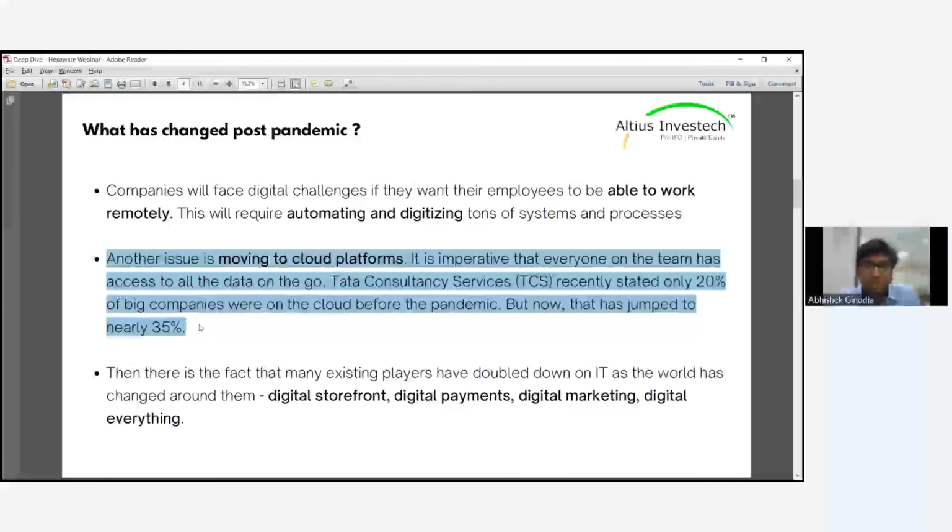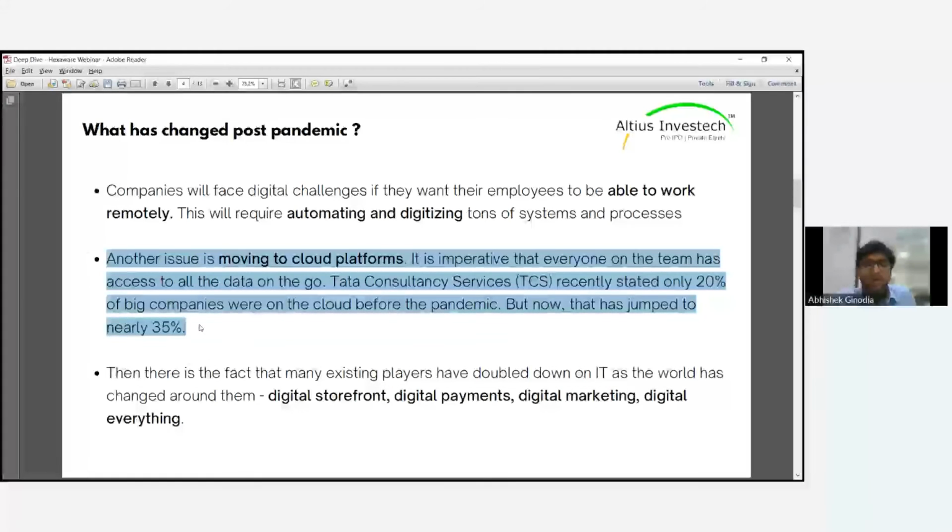And TCS recently stated that around 20% of the large companies before the pandemic were using cloud platforms to manage their data. But in the last 2 years, more than 35 companies have actually migrated into a cloud-based system, which really shows that in just a span of 2 years, 15% of the entire gamut of companies in India have actually moved from a physical data infrastructure to a cloud data infrastructure.